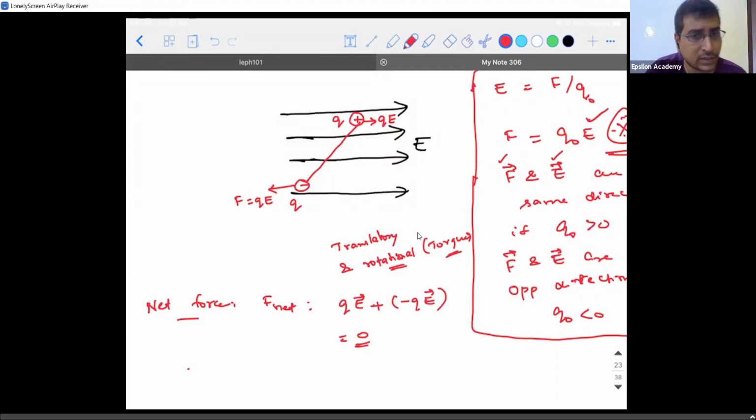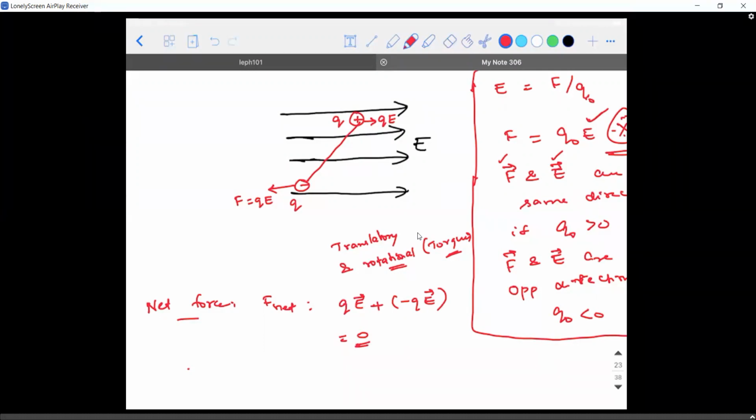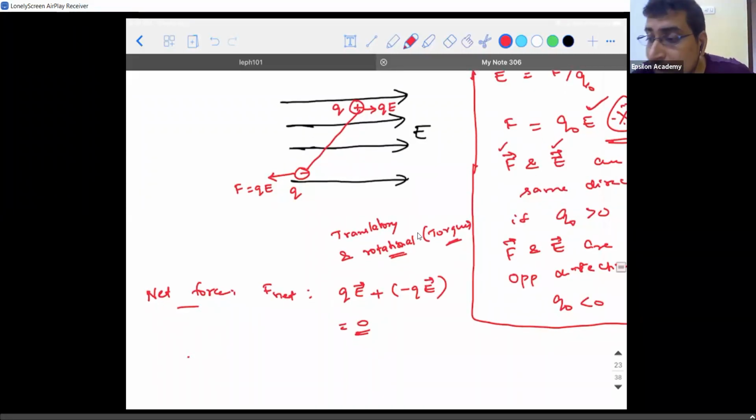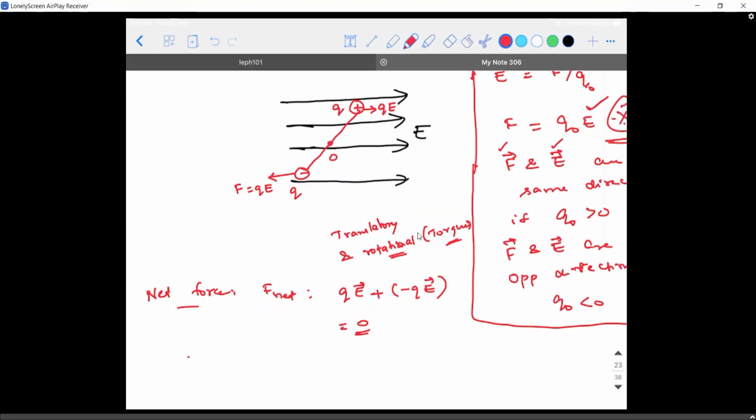Will it experience translatory motion? The answer is no, sir. This is the reason why it is not moving. Now comes another important question: where is the center of this dipole? It is going to be exactly over here. So it has a center.